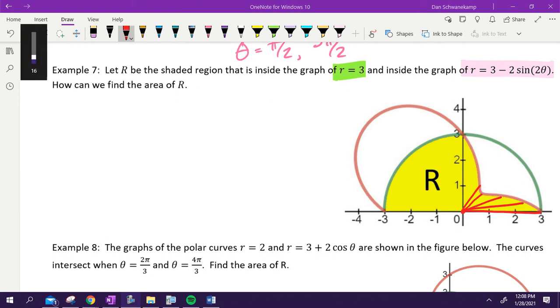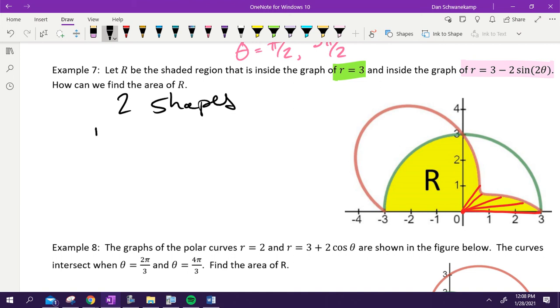Let's look. What do you notice about this area? This yellow shape. It's a weird shape. What can you tell about the construction of that shape? Would you agree that it's really made up of two different shapes? Okay. Shape number 1 is this one right here. That's shape number 1. We need to find the area of that shape. The other shape we need to find is the area of this shape right here.